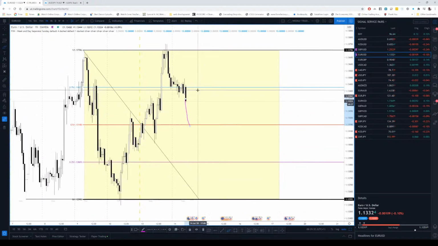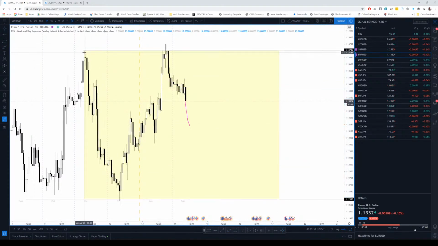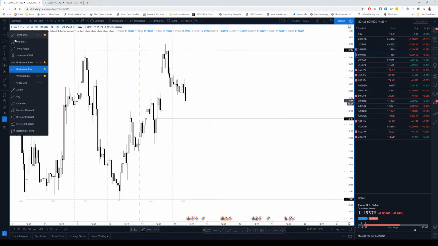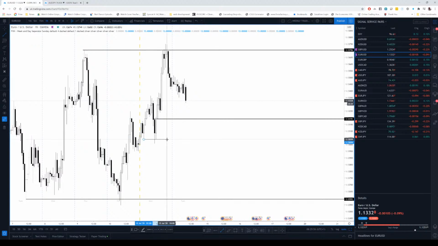Okay, so what you need to do is delete this, delete that, delete that, have a line here, and then look for price to get down here and a rejection. Again, I like this level because they did run the short-term low. Right, they did run this short-term low. So that's a reasonable area to expect something to happen. So wait for price to get here.